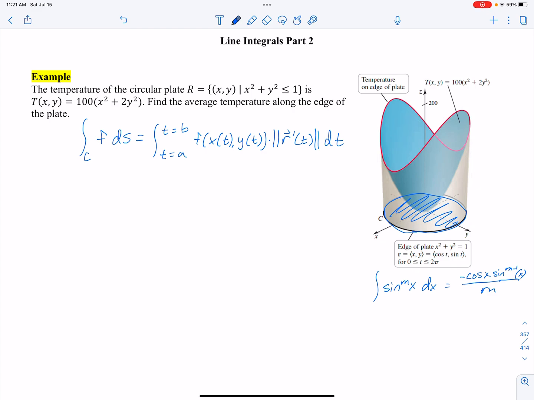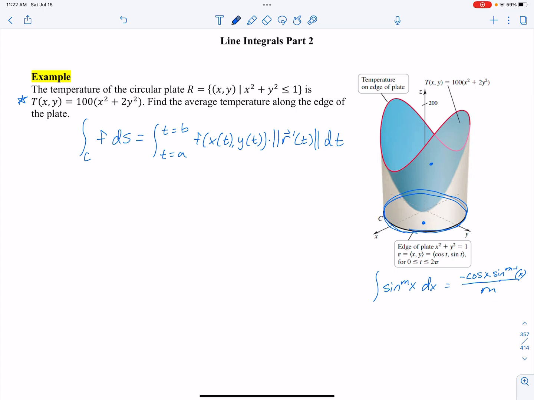The temperature on that plate is represented by that surface above. So that's T. It represents the temperature, the surface above it. So if I pick any point down here in the plate, like right here, the surface would tell me the temperature of that point. What they're wanting is the average temperature as we go along the outside of our plate. As you can tell, that red line there represents the temperatures on the outside of the plate.